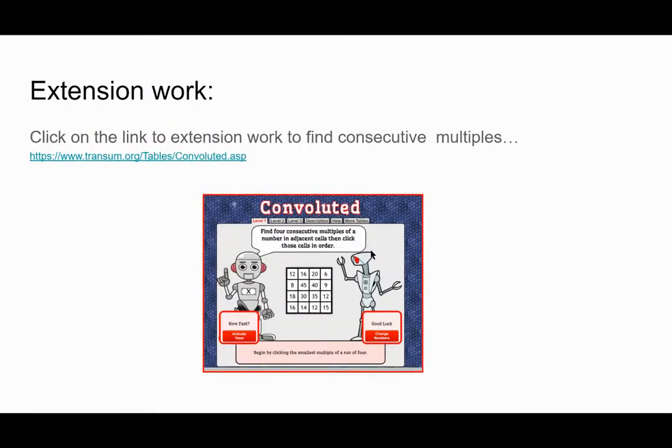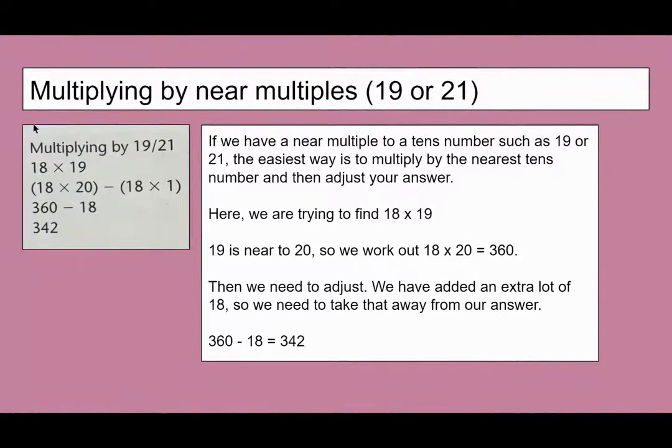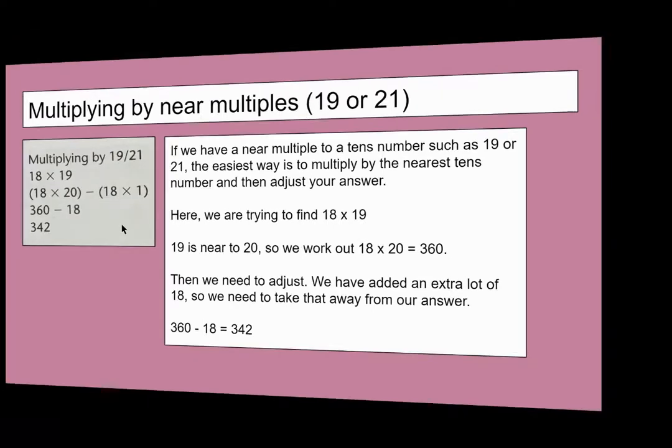Okay, so use any one of those methods, factors, partitioning, multiplying multiples, or multiplying by 19 or 21, and you must show your working out. How did you get to the answer? We're not just doing a written calculation here, okay, but you're doing it mentally, but you're showing your jottings, showing how you got to the answer.